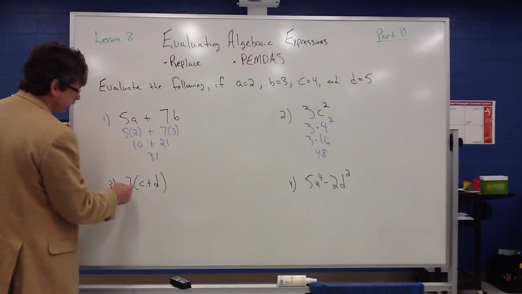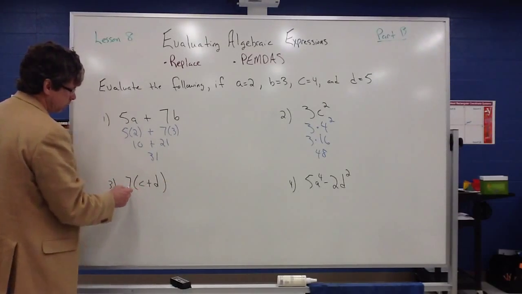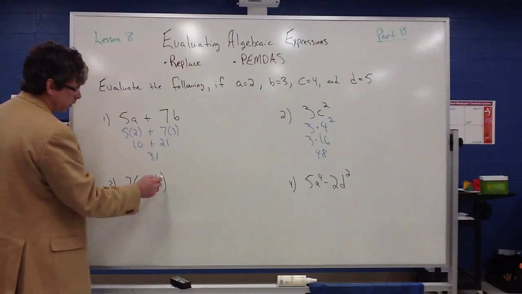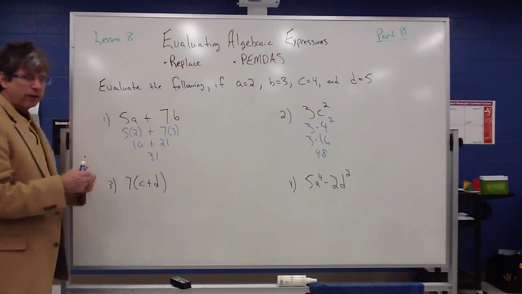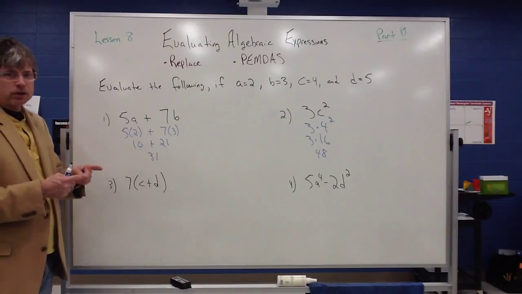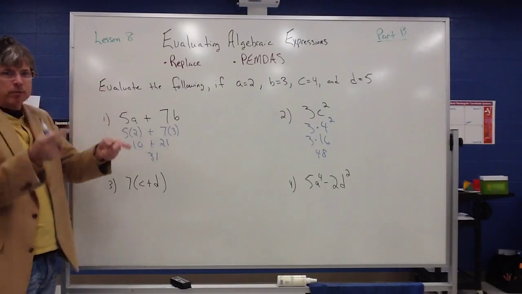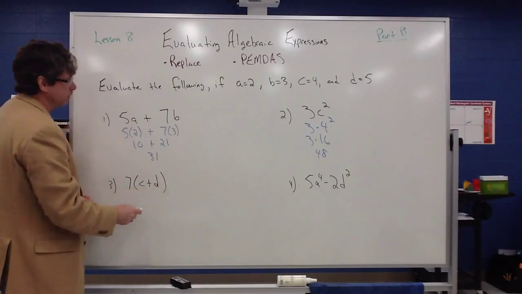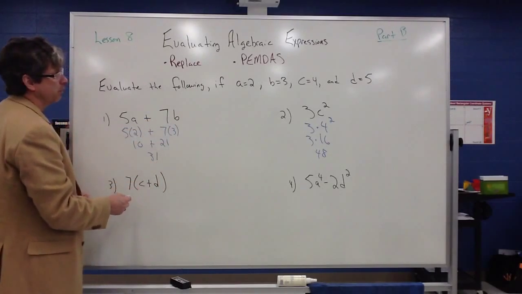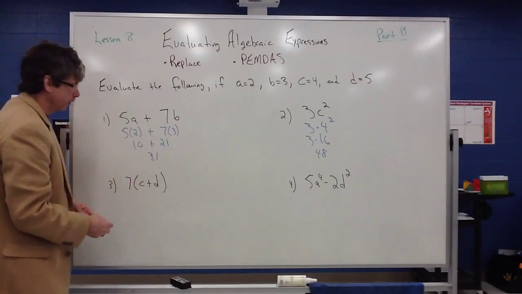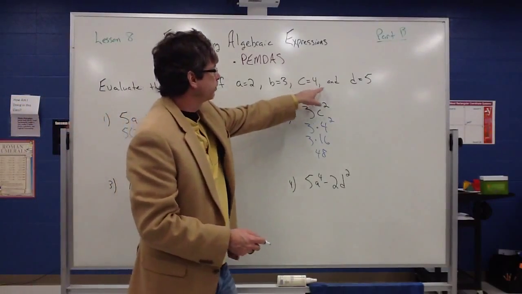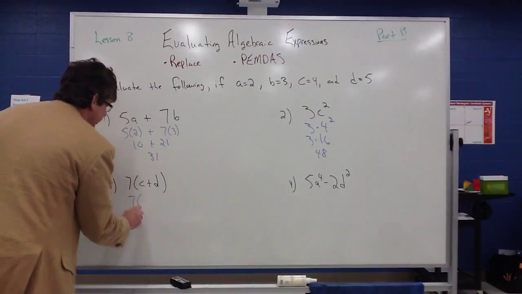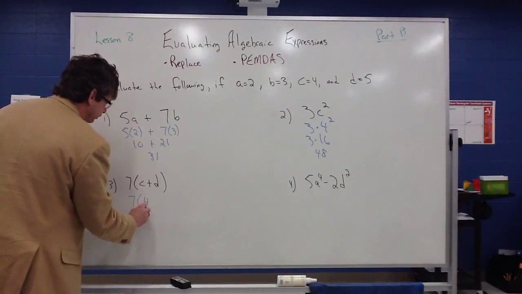In this problem we have 7 times this expression. A lot of times this is read as 7 times the quantity c plus d. Anytime you hear the words the quantity, that usually implies what comes next is going to be in parentheses. So 7 times the quantity c plus d. We're going to replace c with a 4 and d with the 5. So this is going to be 7 times the quantity 4 plus 5.